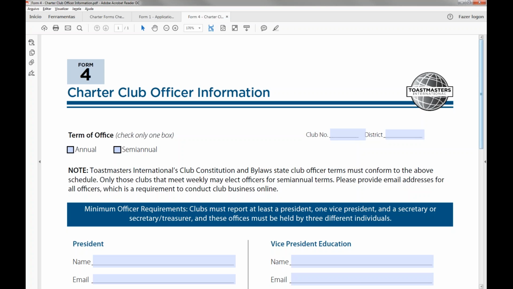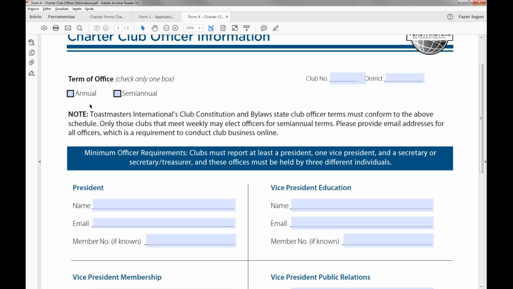In the club officer document, you have to decide if the officers' term is annual, from July 1st to June 30, or semi-annual. So the first part of the year is from July 1st to December 31, and the second part is from January 1st to June 30. Then the club number: if you already have the charter kit, when you send out the application to organize and they send you the charter kit, you will have a specific number for the club. You can put it here, and also the district, which is District 59 in our case.